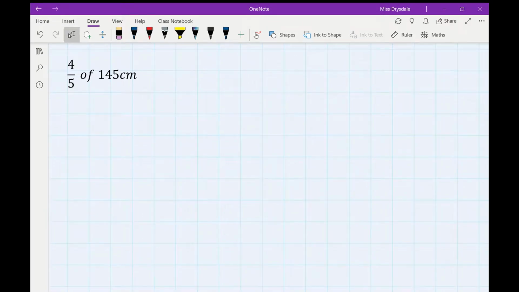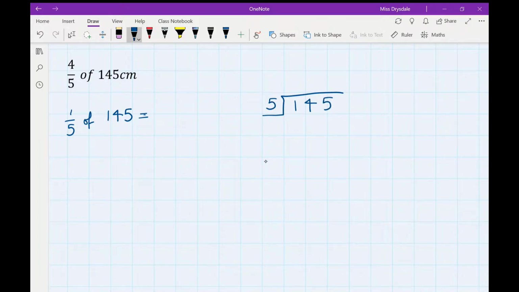Third example, 4/5 of 145 centimetres. So before we try and find 4/5, we're just going to find out what 1/5 is. And if you don't know what that is straight away, just go ahead and use your division step. So 145 divided by 5. 5 into 1 does not go, so we carry the 1 over. 5 into 14 goes twice. Carry the 4 over, and then 5 into 45 goes 9 times. So we know that 1/5 of 145 is 29.